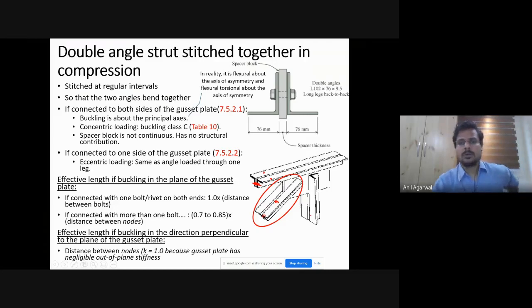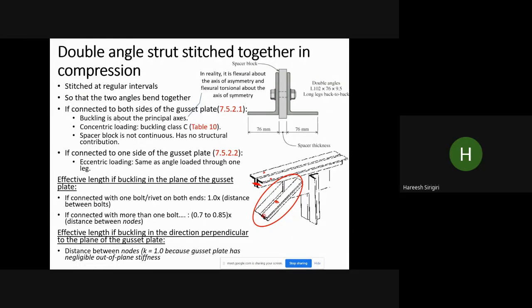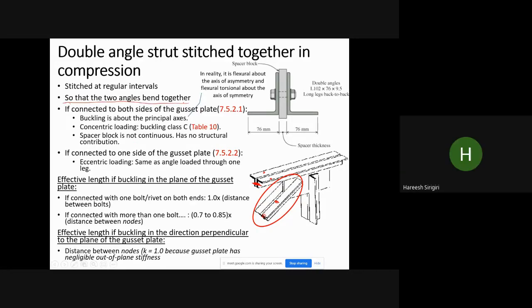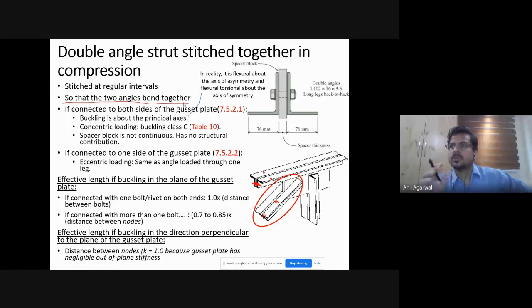Fine. So why do we need to stitch them together? To act as a single member. What happens if we don't stitch them together? They will act independently. Yes, so they can bend independently. So what you will get as a result is, if you calculate one angle's compressive strength using the formulation given here, it turns out to be something. If you use two angles, you will get twice as much strength only. But if you stitch them together, then how much strength will you get? Multiple times higher.